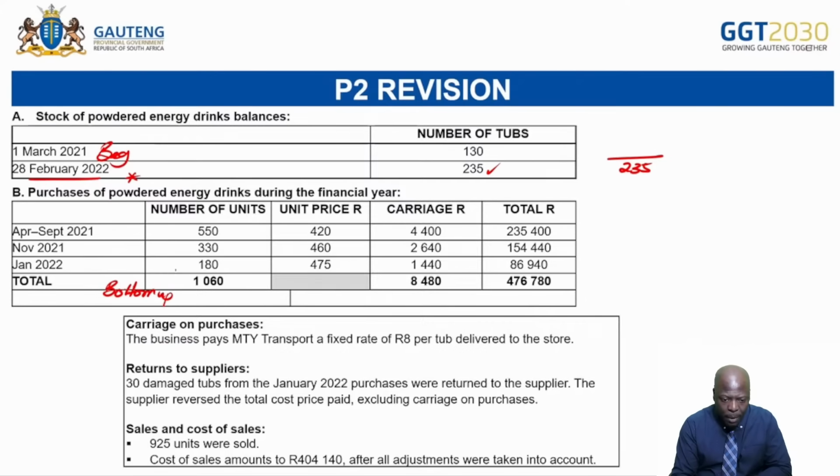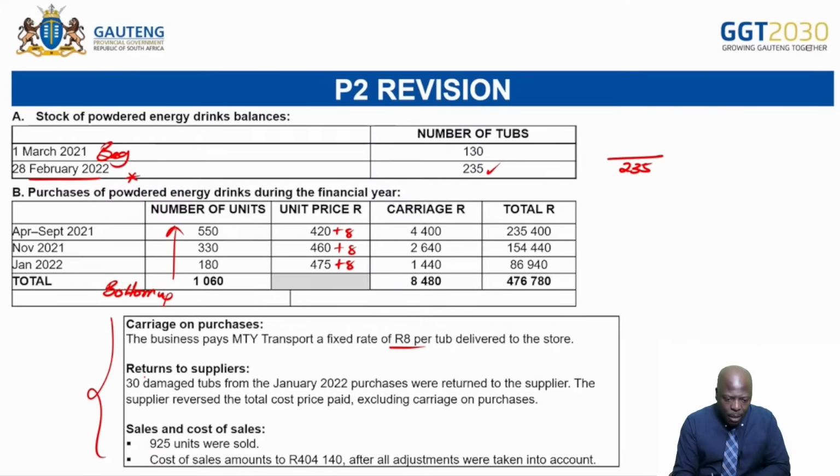So you start from the bottom and then you're going up. But you need to take note of information that would have been given. For instance, here we're told that the business pays MTY Transport a fixed rate of 8 Rand per tab to deliver to the store. So you would come here and you would know that your price here is 475 plus 8 Rand. So you're doing it for all your unit price here plus 8 Rand.